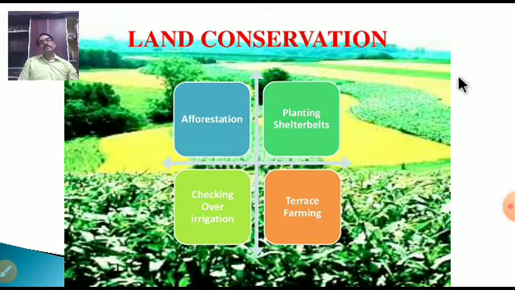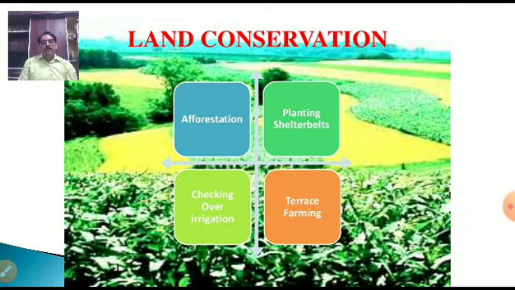Then, land conservation. There are many ways to solve the problem of land degradation. Afforestation and proper management of grazing can help to some extent. Planting of shelter belts of plants, control on overgrazing, stabilization of sand dunes by growing thorny bushes are some of the methods to check land degradation.